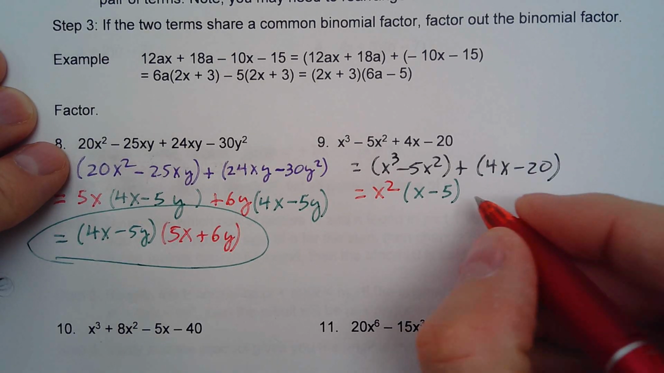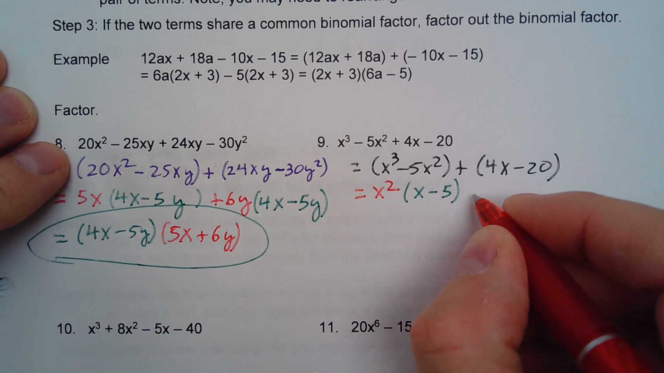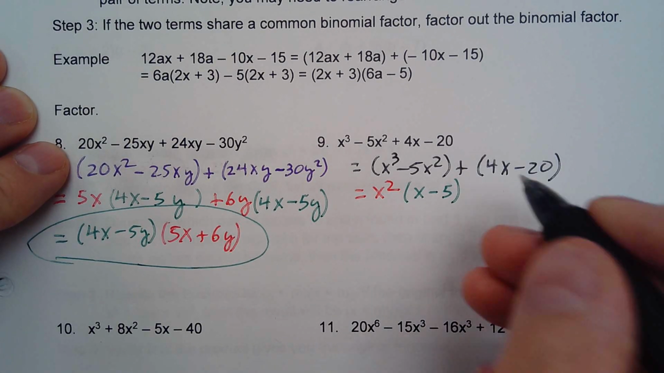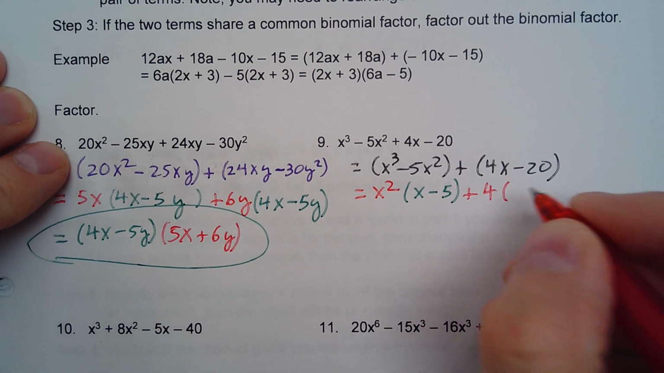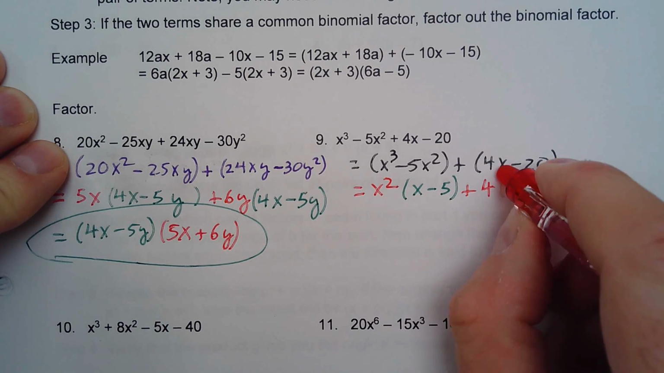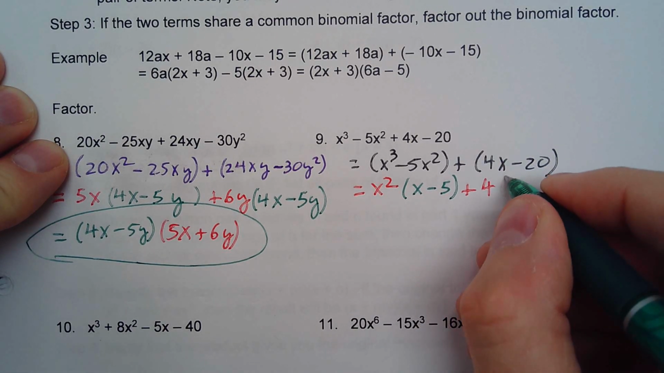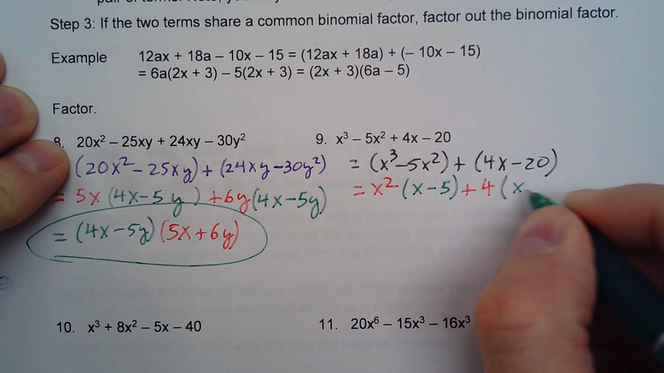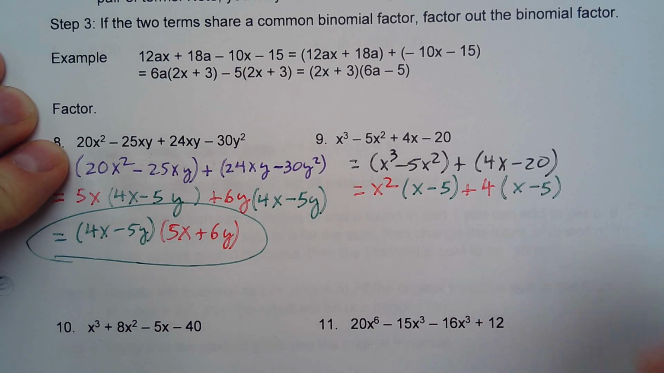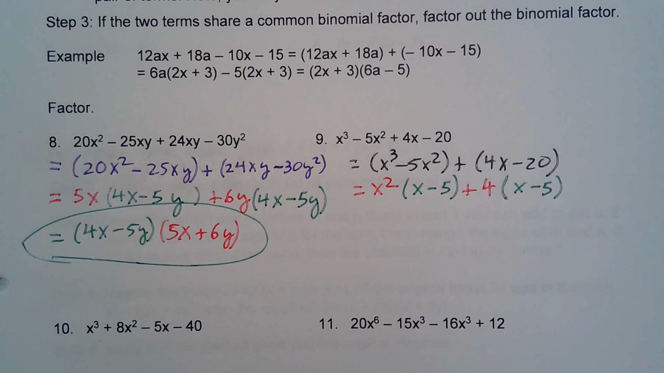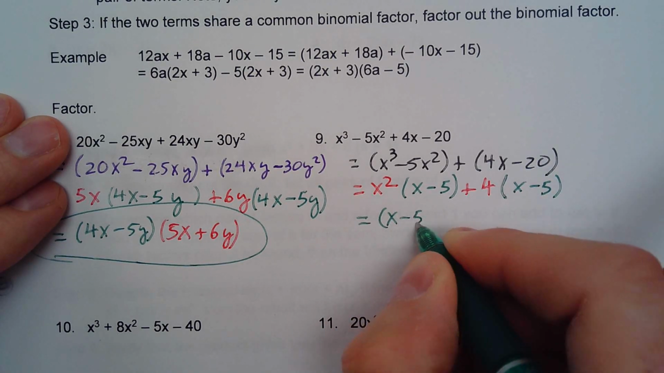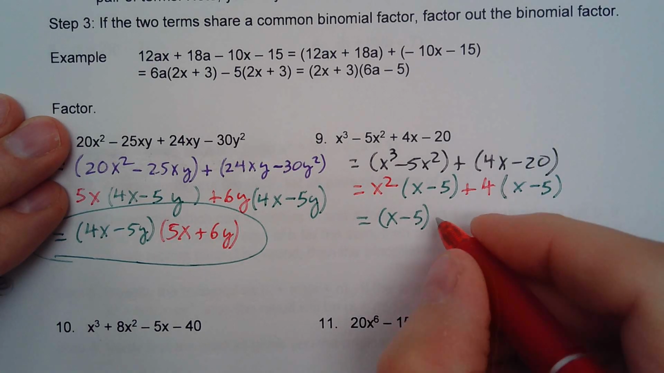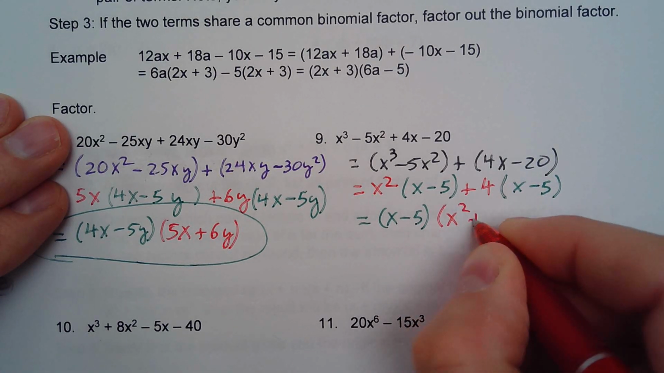Last 2 terms have a common factor of 4, so I want to pull that out. And let me get my other color going here. That would be an x minus 5. And now my two pieces have an x minus 5 in common, so I'm going to put that in front. That gives me an x squared plus 4.